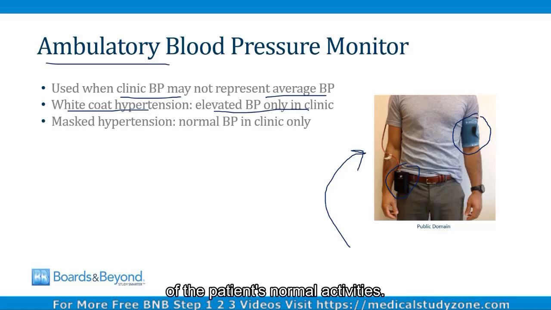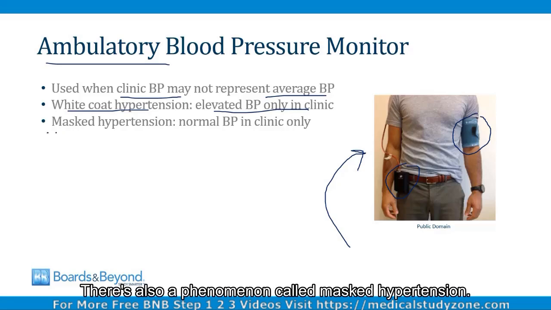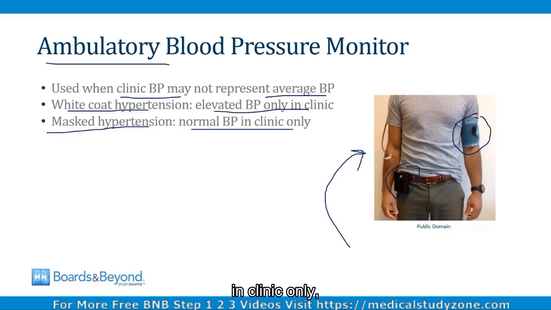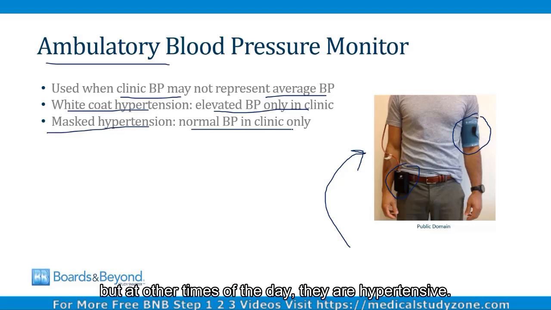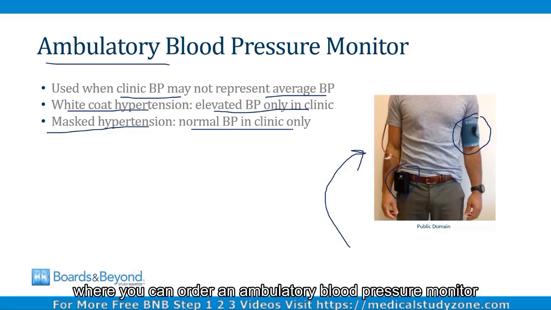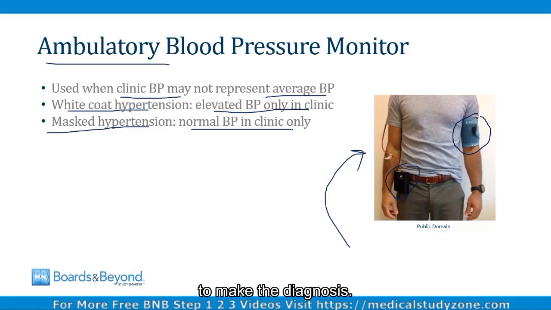There's also a phenomenon called masked hypertension. This is when patients have normal blood pressure in clinic only, but at other times of the day they are hypertensive. So if you suspect masked hypertension, that's also a situation where you can order an ambulatory blood pressure monitor to make the diagnosis. And that concludes our video on hypertension.